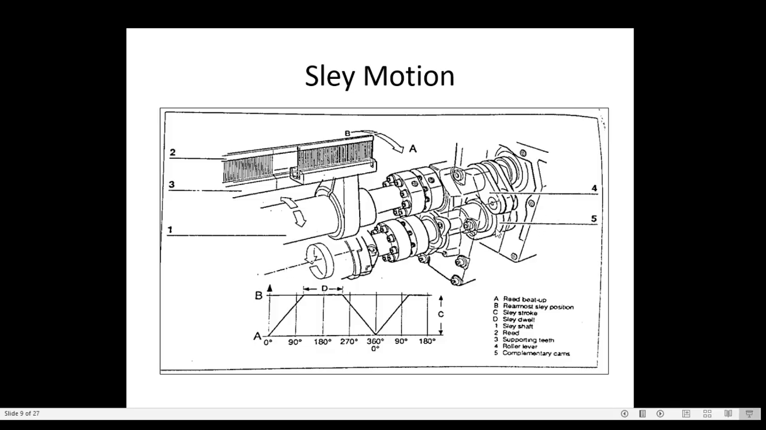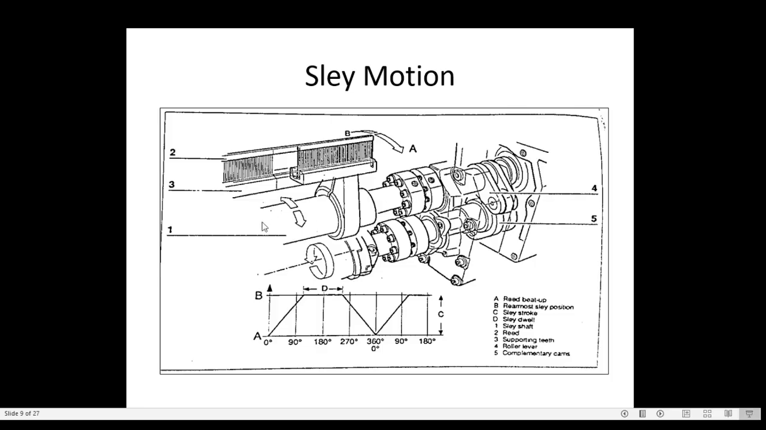On the main shaft, 2 cams are sitting here, 2 conjugate cams. They are called as what? Complementary cams, match cams. On both sides of the machine, these match cams are present for the heavy beater. So 2 pairs on this side and 2 pairs on the left side. So 2 match cams are giving drive to this sleigh shaft.